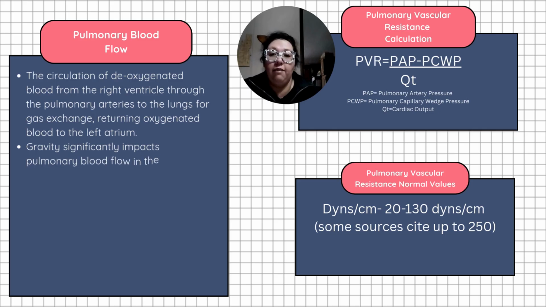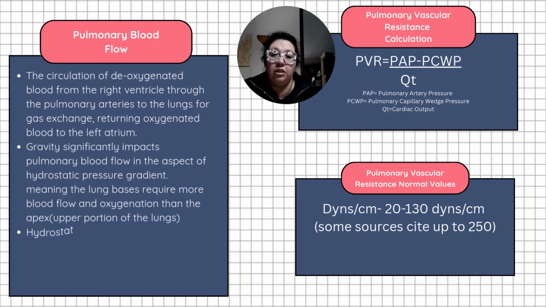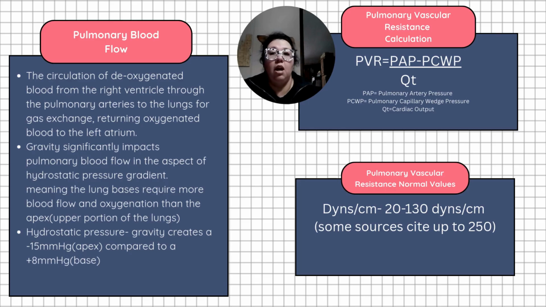With blood flow, gravity is a significant impact, just in the aspect of the hydrostatic pressure gradient, meaning that the lung bases require more blood flow and more oxygenation than the upper, which is the apex. So there is more vasculature, more of the oxygen exchange going on in the lower parts of our lungs than in the upper parts. And then hydrostatic pressure from gravity creates a negative 15 mmHg in the apex compared to a positive mmHg in the bases of our lungs.